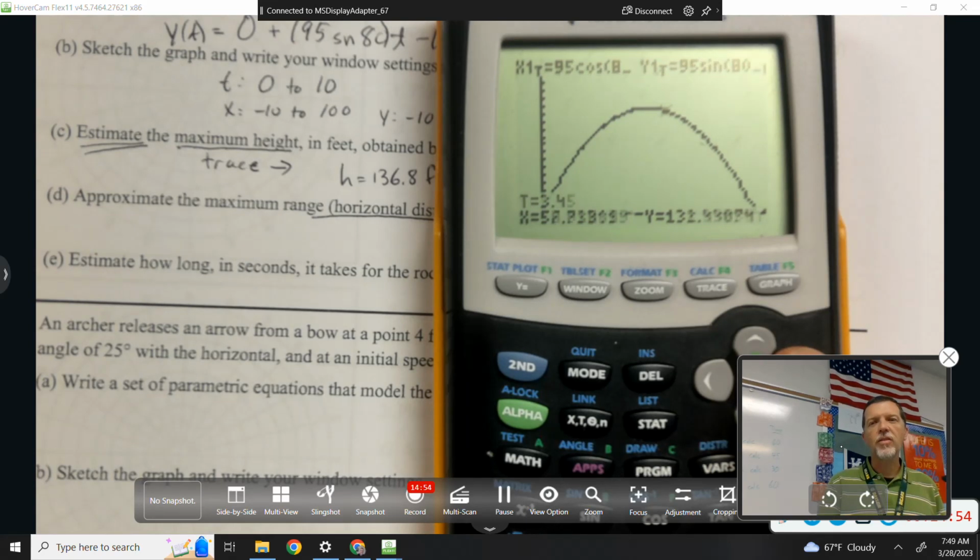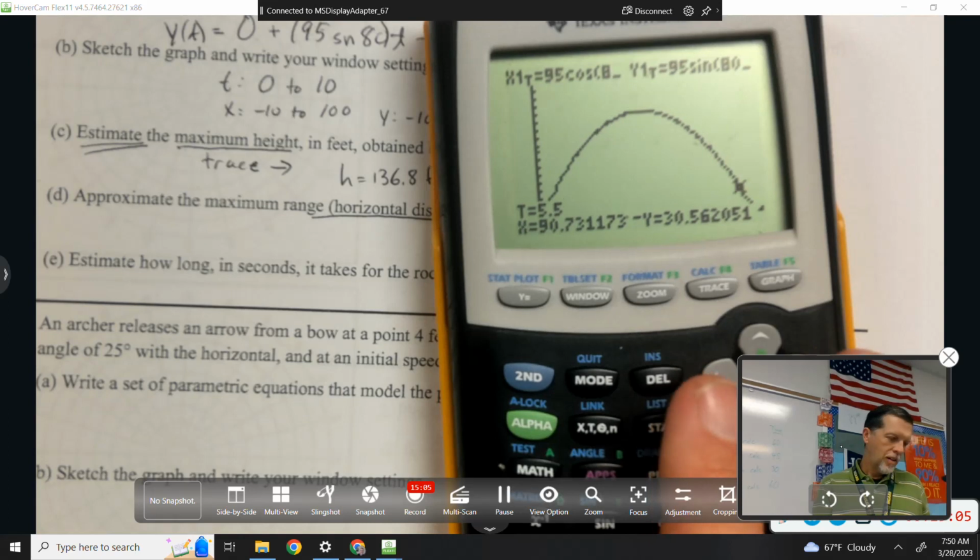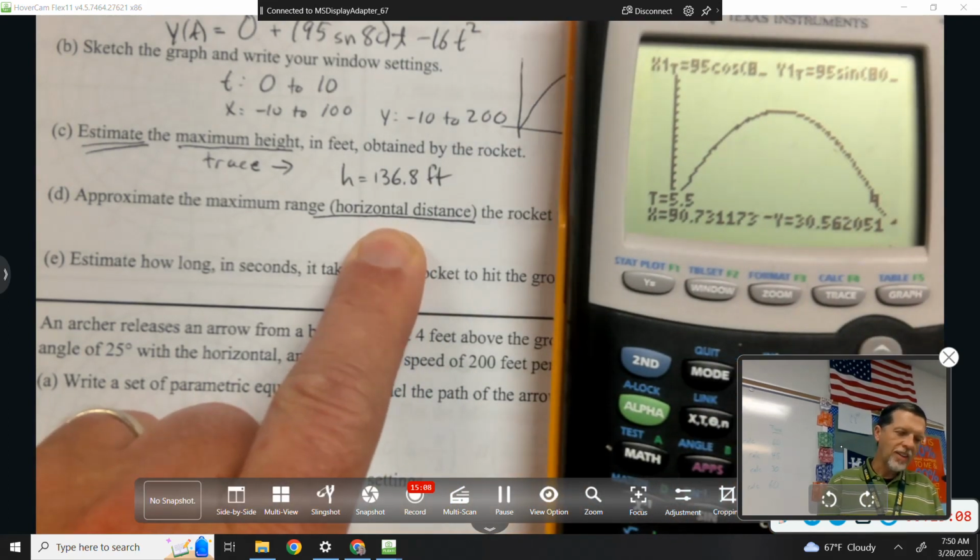This is taking forever because I'm at 0.05. If I'd have gone 0.1, you'd be there a little faster. All right, here we go. So I'm looking at, the question is the horizontal distance, so that's x.